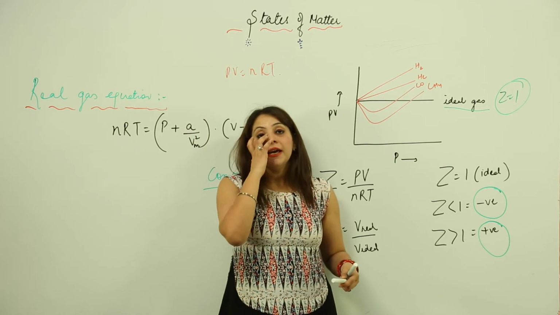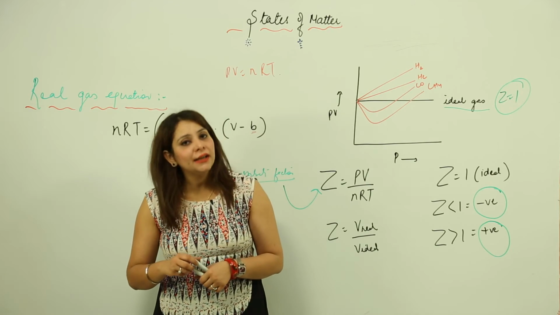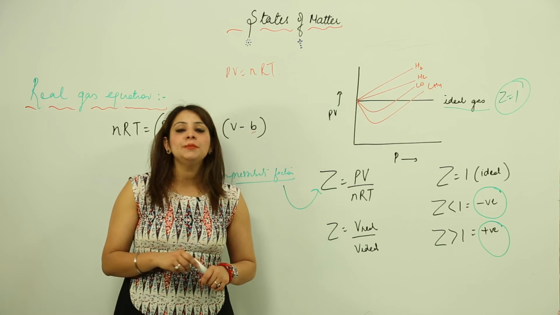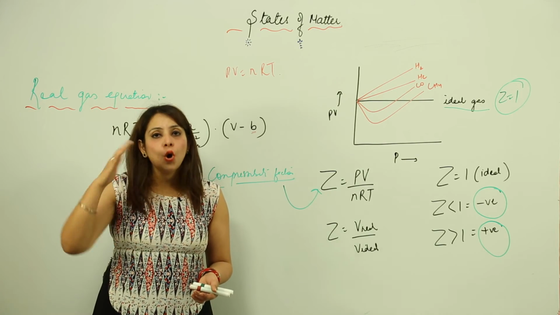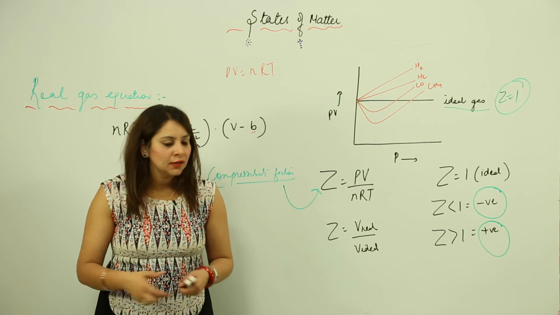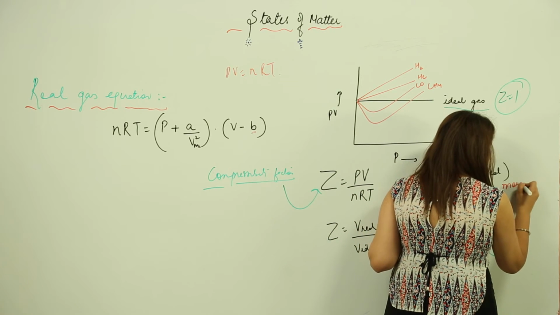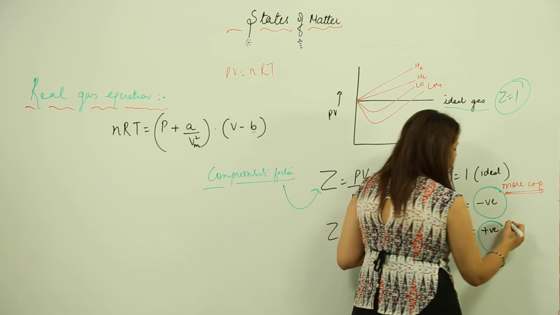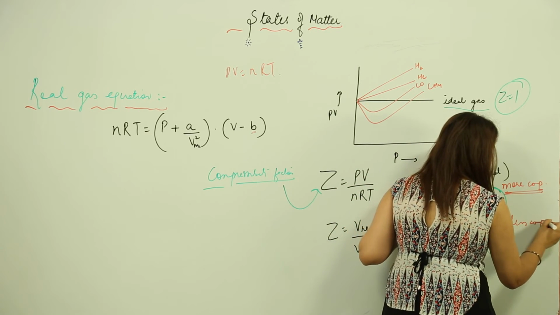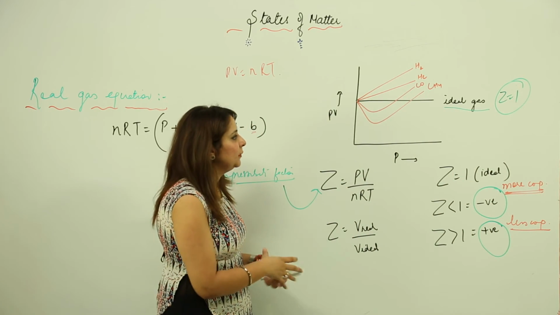Keep in mind, if Z is less than 1, it is showing a negative deviation. At that time, the conclusion we draw is that the gas is more compressible than expected. I'll write here: when Z shows a negative deviation, the gas is more compressible, and when there is a positive deviation, it is less compressible than we expected. So this is the compressibility factor.